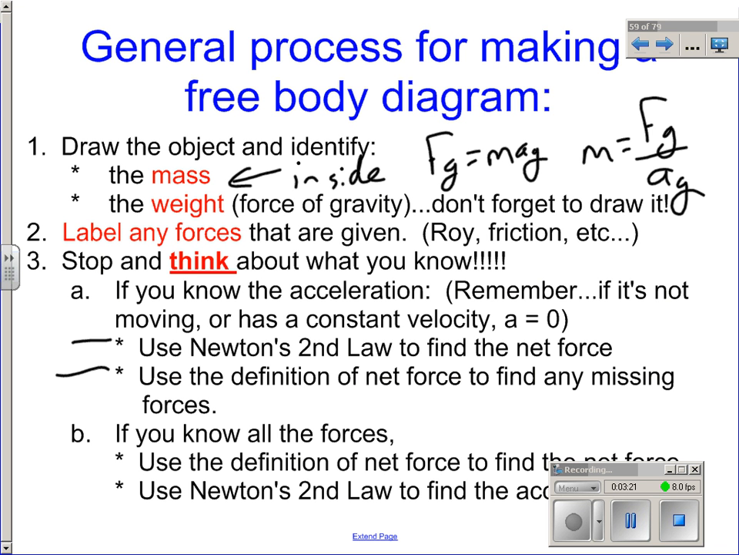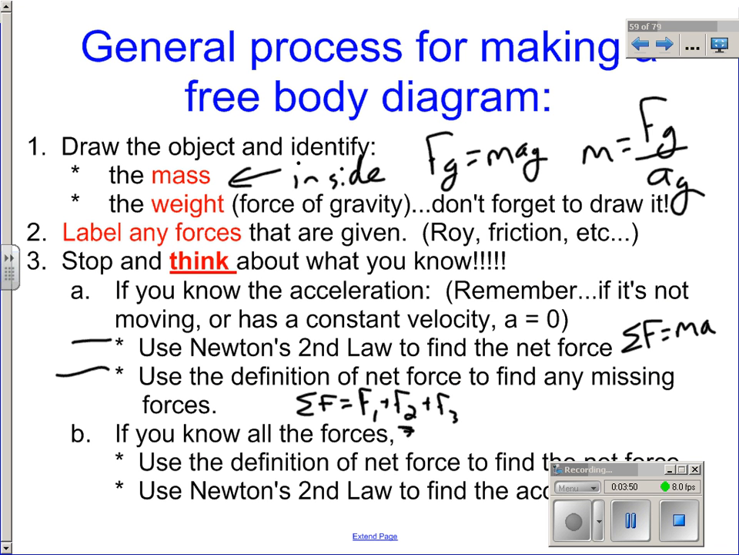All right, so if you're able to, based on the context of the problem or what's given, figure out the acceleration, then once you've done that, use Newton's second law to find your net force, right? In other words, do net force equals mass times acceleration. And then once you've done that, you can use this equation. You know your net force. So if you're missing any forces, like maybe you don't know the force of friction, you can use that equation there to solve for any unknown force.